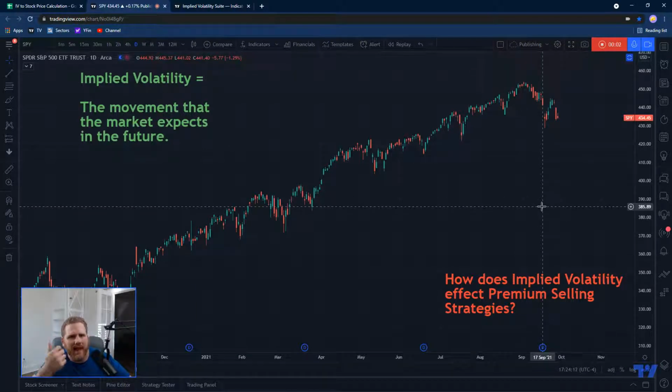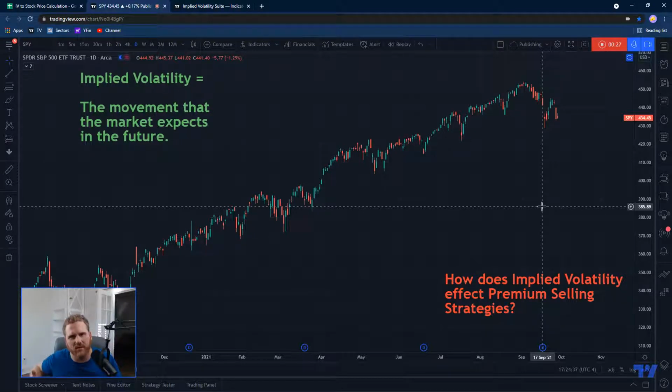What's up, traders? How does implied volatility affect our trading when we are doing premium selling strategies like iron condors, credit spreads, straddles, strangles? This was a question that was posed to me by a member of my Discord, and I wanted to answer it here for him and anyone else to show how it's important and how it affects trading results when you're employing these strategies.